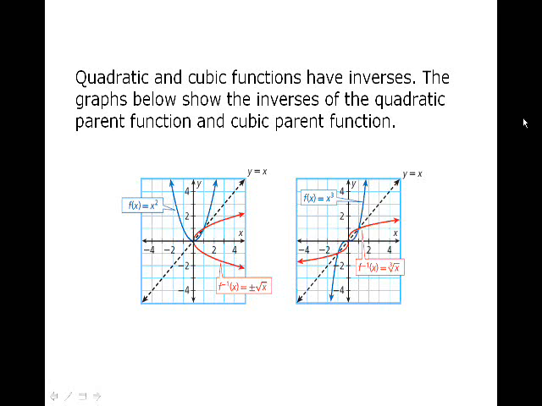Quadratic and cubic functions have inverses. The graphs below show the inverses of the quadratic parent function and cubic parent function. The parent functions are shown in blue, and the inverses of these functions are shown in red. Notice that they have been reflected across the line y equals x, the dashed diagonal line going across the screen, just like we've talked about in the previous video.